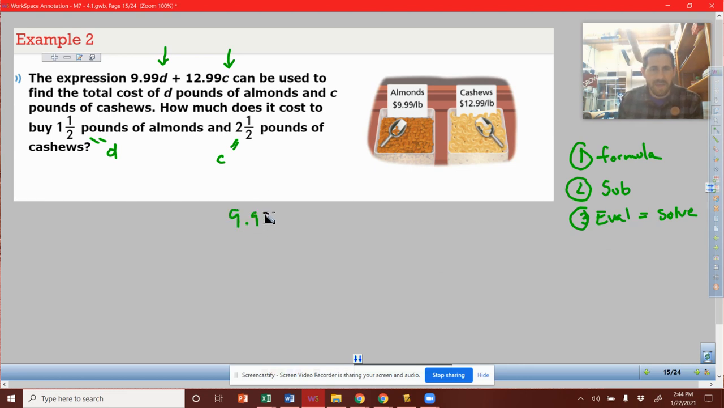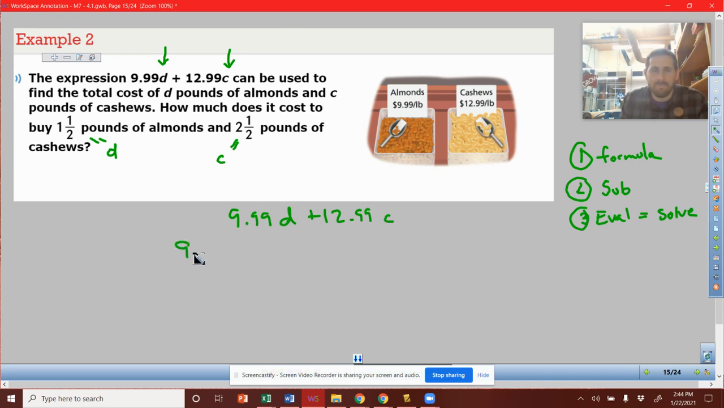We're going to do 9.99D plus 12.99C just to show, hey, I know what the equation is. I know the formula. This may matter more when you're doing other problems like surface area, when the formulas are pretty elaborate. It's good just to make sure, hey, did I start with the right formula? Then I'm going to substitute.